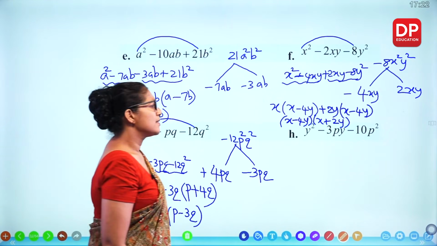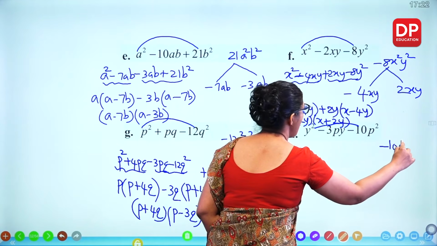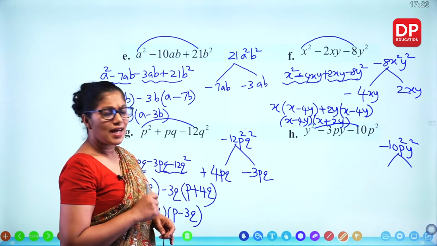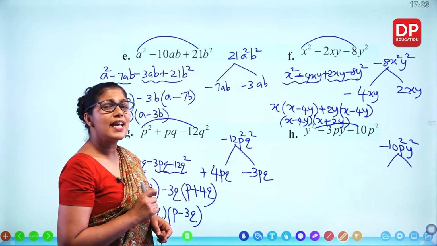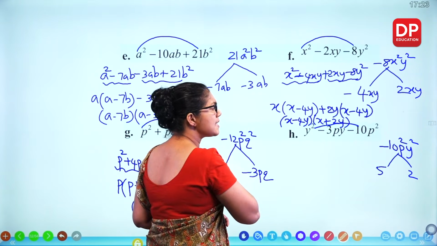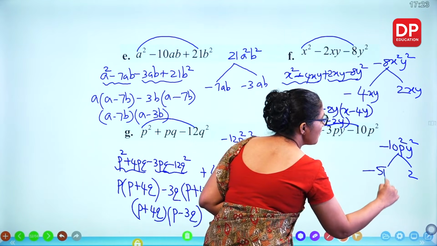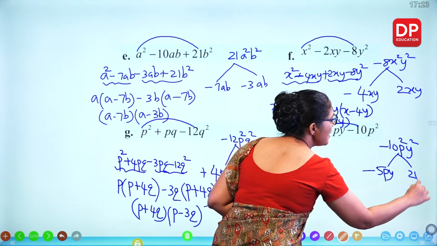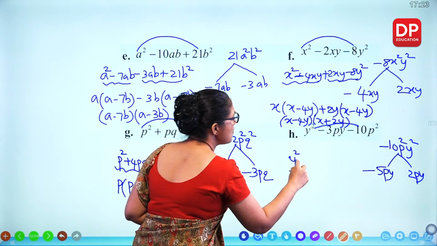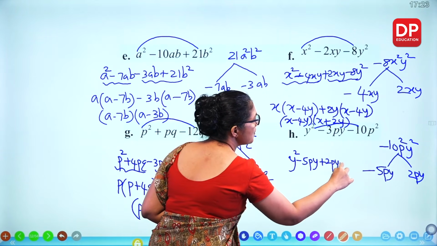So same pattern. When you multiply these two, you get negative 10p squared y squared. And the middle term is minus 3. So what are the factors of negative 10 to get negative 3? So we can say 5 and 2. But the middle term is negative. That means the larger number is negative. I can write minus 5py and plus 2py. So split the middle term to minus 5py and plus 2py.